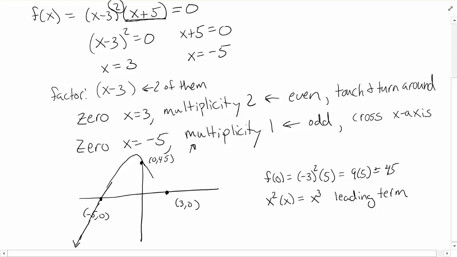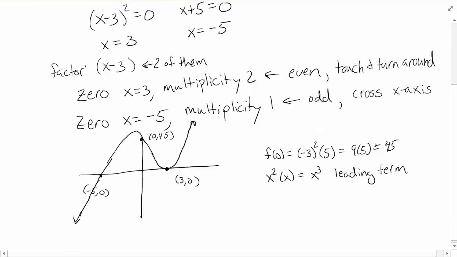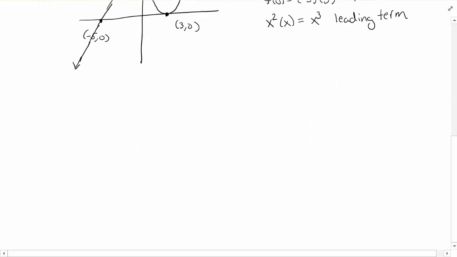And I know I have to go through the point 3 comma 0. 3 comma 0 is a multiplicity 2. That's even. So instead of crossing there, I'm going to touch it and turn around, which also lines up with my end behavior thought. So that's how the multiplicity of zeros allows us to figure out what a function looks like from essentially the formula aspect of it.